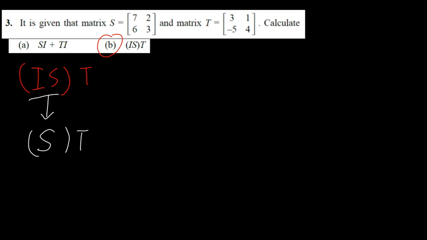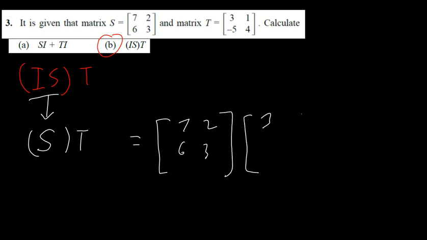Okay, for B, IS you times with T. You know that IS is actually S, so S you times with T. S times with T, that means your S is 7 2 6 3. You times with your T, 3 1 negative 5 4. So you just do the normal calculation for matrix, you get the answer. I will not show to you. Okay.